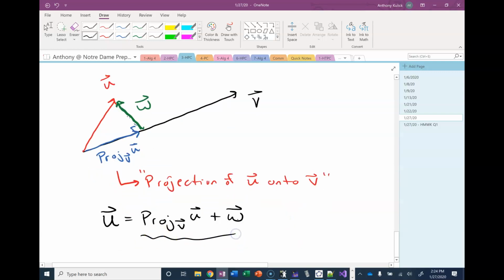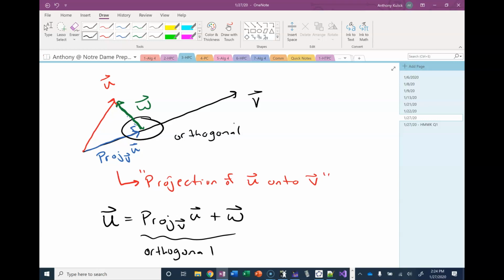And what can I say about these two vectors, the projection vector and W? They are orthogonal. Look at the picture. What does orthogonal mean again? They meet at a 90-degree angle, which is exactly what we've drawn in our picture, right? Okay.